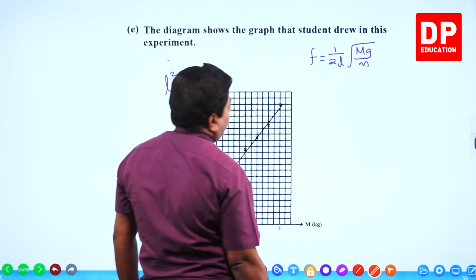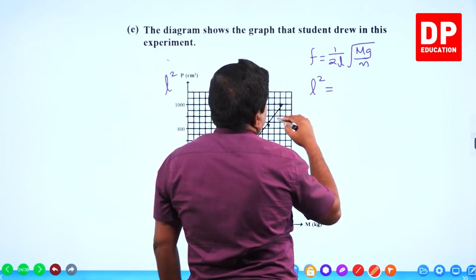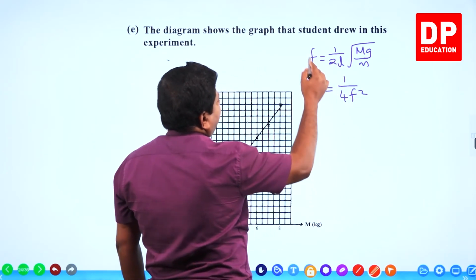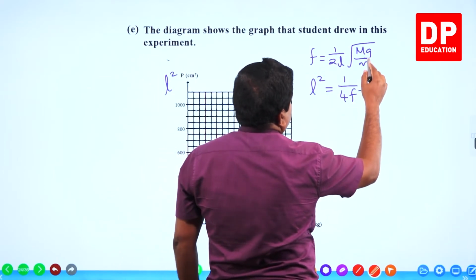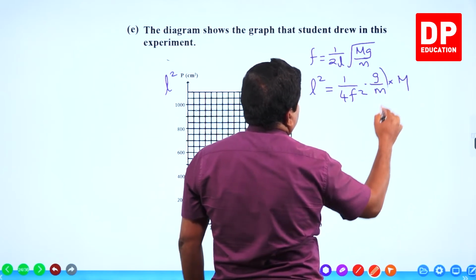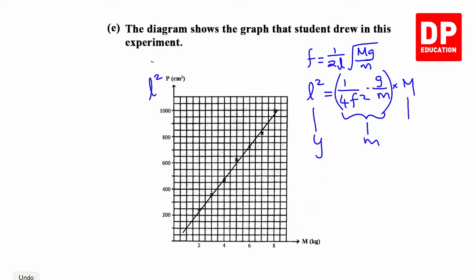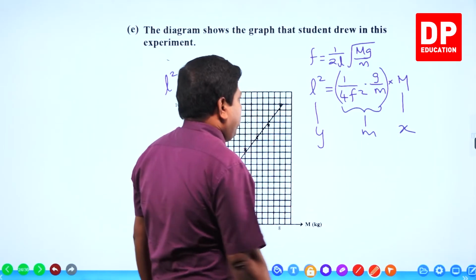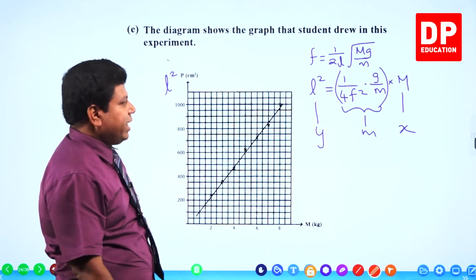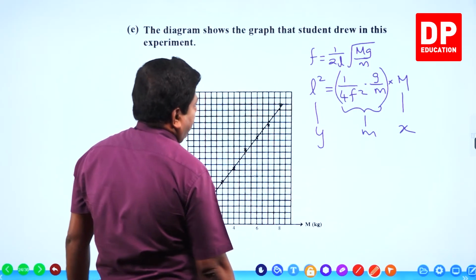Let's rearrange it now. L squared equals 1 over 4f squared. I squared it, so 2 will become 4, f will become f squared, g over m into m. y equals mx. L squared on the y-axis, capital M on the x-axis. The gradient is going to be g over 4f squared m.